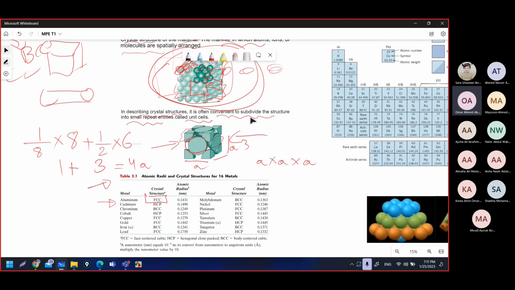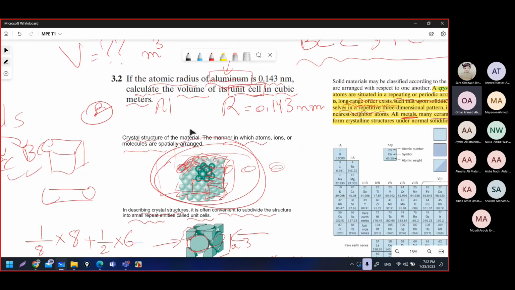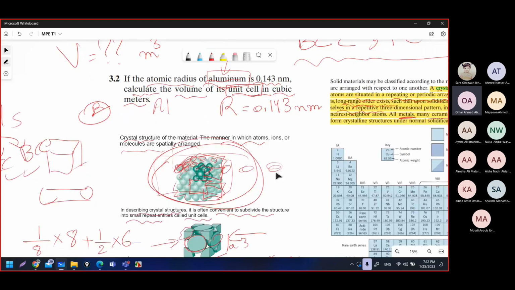But in the question, he didn't give me the value of the length of the edge of the cube. What is given is the atomic radius, r. So I want to make a relation between r and the length of the edge, a.